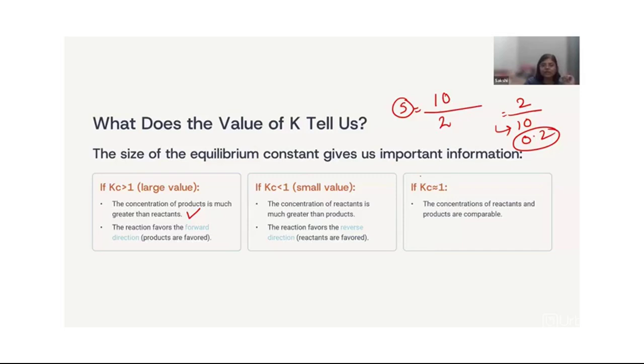Now let us understand, if Kc is equal to 1 or almost equal to 1, that means the concentrations of reactants and products are comparable, or usually the same. So the Kc value tells us a lot of things. If it is greater than 1, the products are in greater quantity. If it is less than 1, the reactants are in greater quantity. If it is equal to 1, the reactants and products are equal.